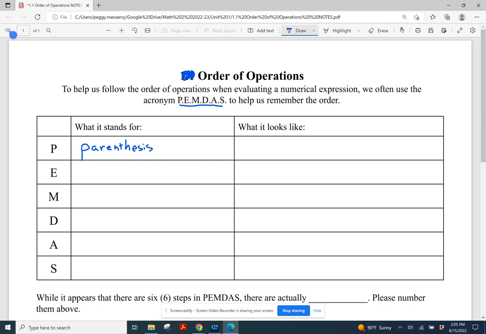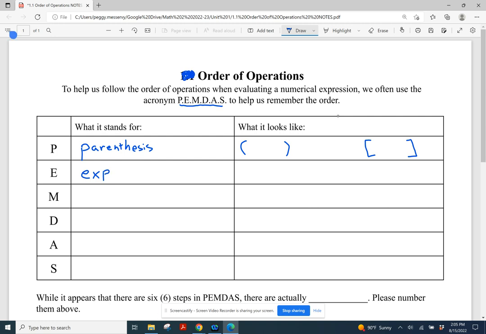And you could also write in there that they're grouping symbols. They can be parentheses. You have a left parenthesis and a right parenthesis, but you could also use brackets. It just groups terms of an expression together. So grouping symbols. P stands for parentheses. Grouping symbols. E is for exponents, and PEMDAS is order of operations.